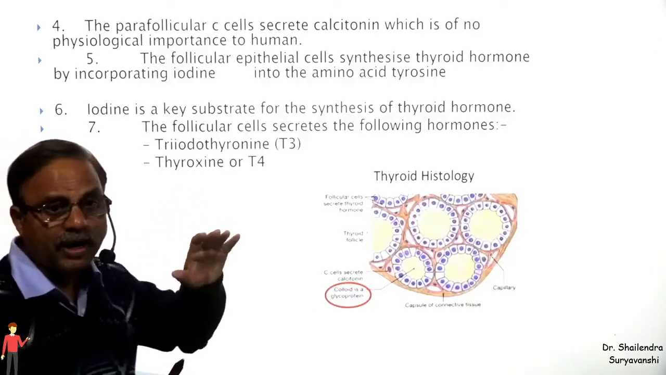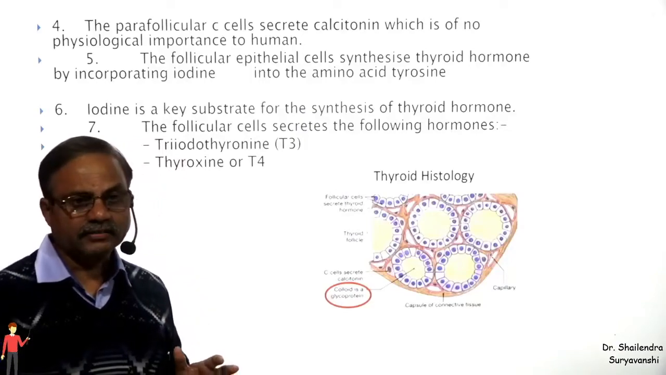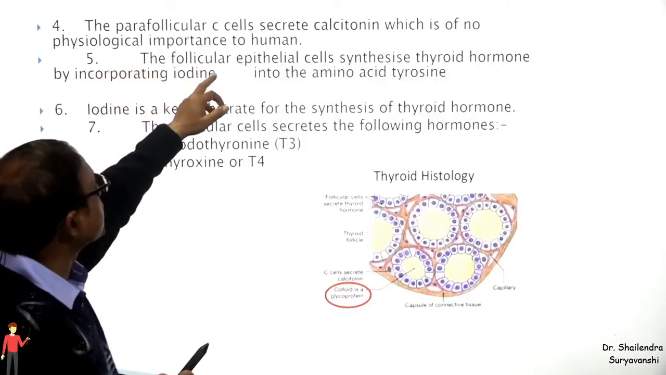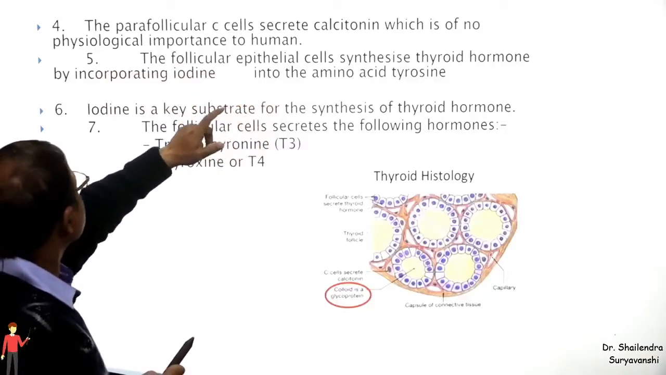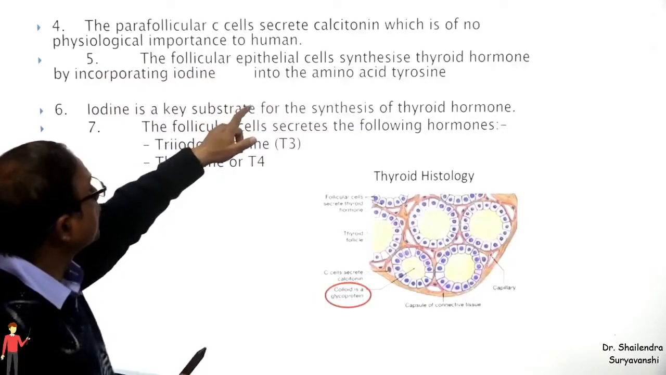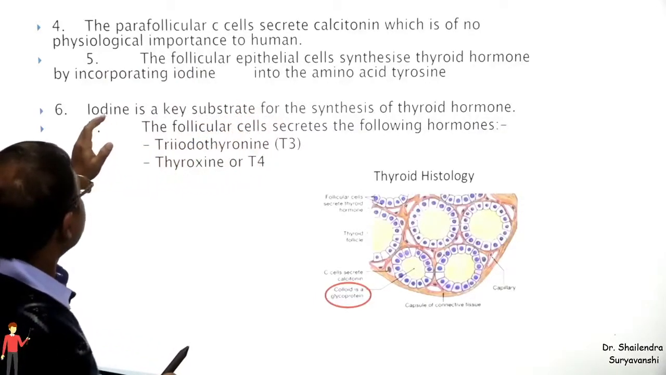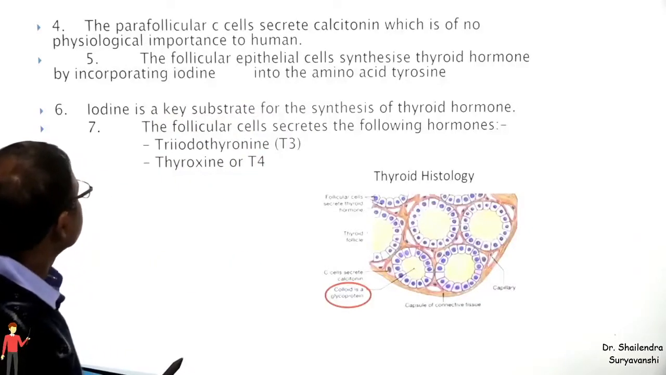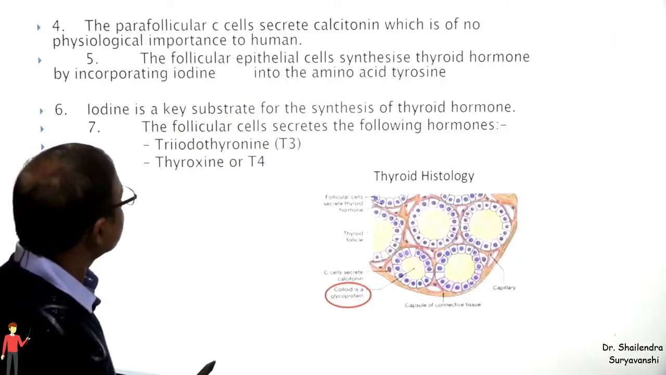Now we will come to the microscopic structure of the thyroid gland. The parafollicular C cells secrete calcitonin, which is of no physiological importance to you. The follicular epithelial cells synthesize thyroid hormone by incorporating iodine into the amino acid substrate tyrosine. Iodine is a key substrate for the synthesis of thyroid hormone.